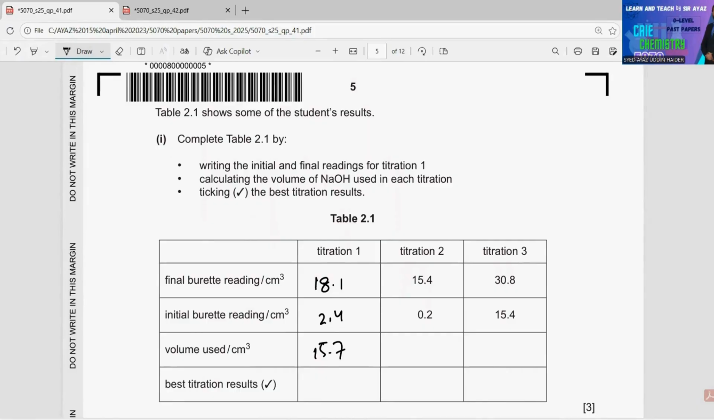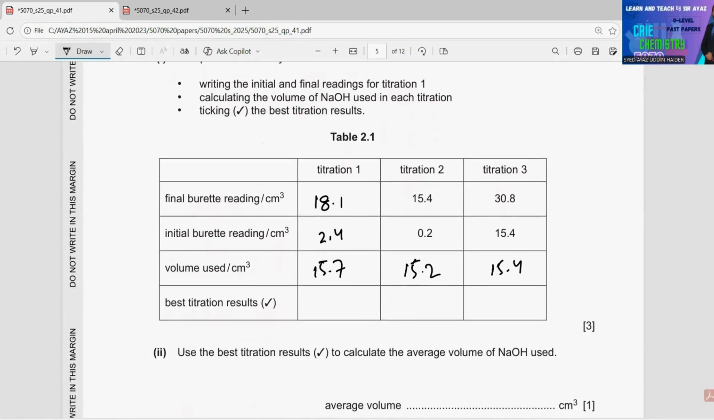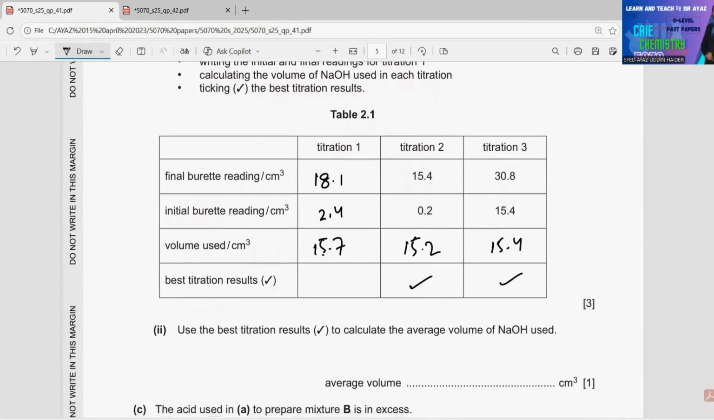What about titration 2? 15.4 minus 0.2, you will get 15.2. Titration 3, 30.8 minus 15.4. It must be 15.4. Now you have to take the best titration results. You see the difference between the second and third one. These will be the best titration results. The reason is that in titration 1, the student added a larger volume. So definitely 15.2 and 15.4 will be the best titration results.